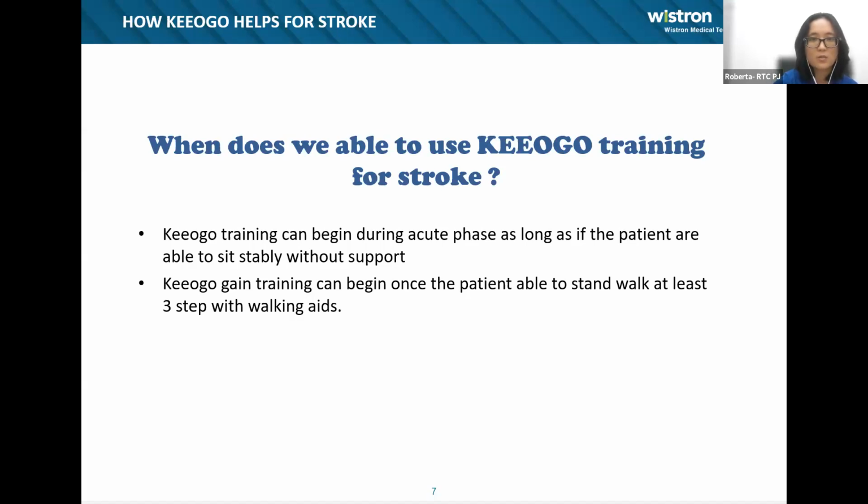So it doesn't mean that we have to wait until they are in the chronic phase, because some chronic phase patients may still be bedbound, which is still not suitable for using Keeogo. But some acute phase patients, like minimal stroke patients, can walk around and sit stably. We can start to use Keeogo to train their balance.